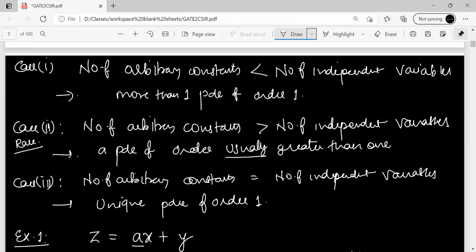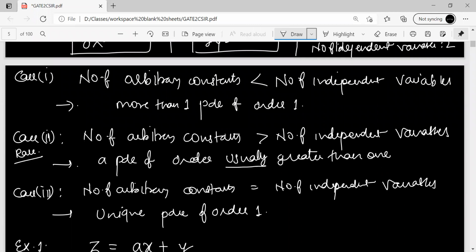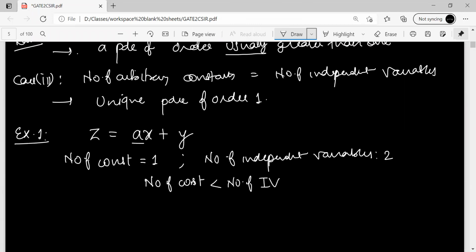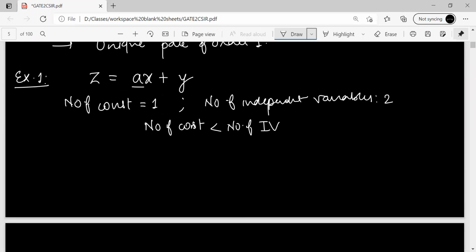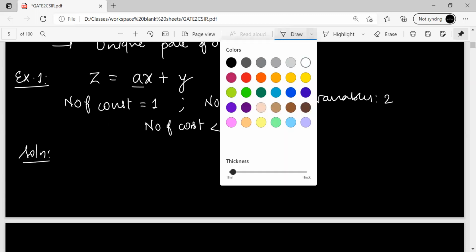Which case does it fall in? Number of constants less than number of independent variables, so we will get more than one PD of order 1. That means if I eliminate this constant, I'll get a PD, and this is not unique, meaning I can have more than one PD. So the solution goes like this.